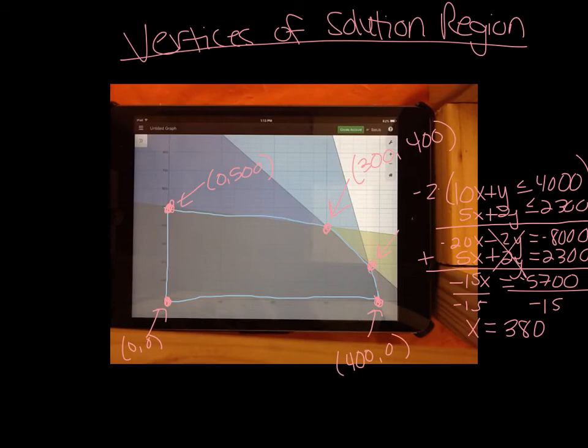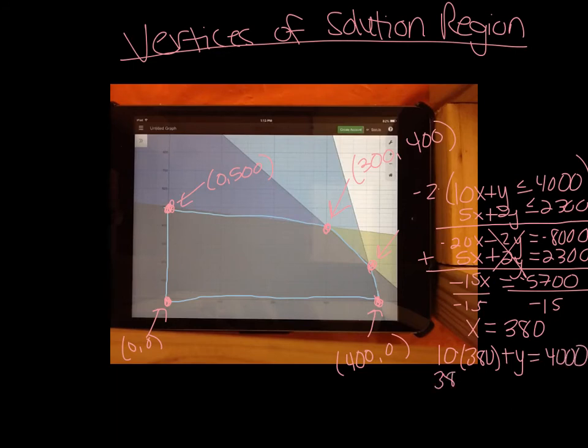So that's why it's not quite on the grid line, so it wasn't a whole value, because we're counting by hundreds. So then I need to plug that into one of my original equations. Substitute it for the x value. So if I use that first one, 10 times the x value of 380 plus y is supposed to equal 4,000.